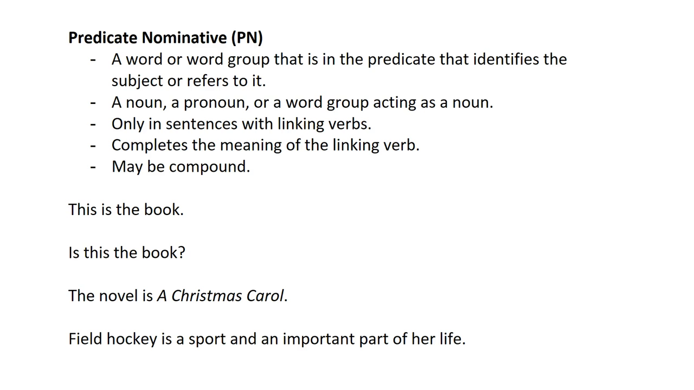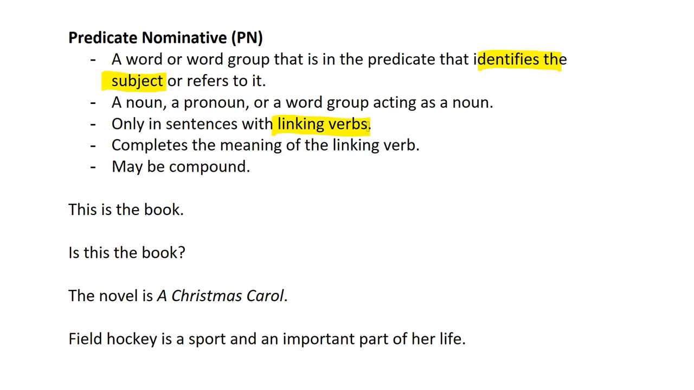The predicate nominative. A predicate nominative is a word or word group that is in the predicate and that identifies the subject or refers to it. So here's the key piece. It identifies the subject. It is either a noun, a pronoun, or a word group acting as a noun. It is only in sentences with linking verbs. That's the key piece also. It completes the meaning of the linking verb, and it may be compound.